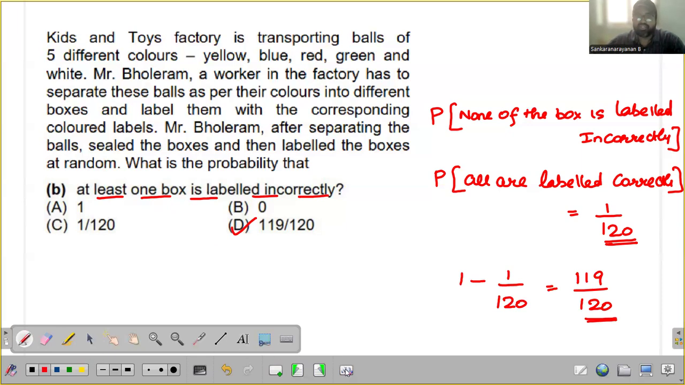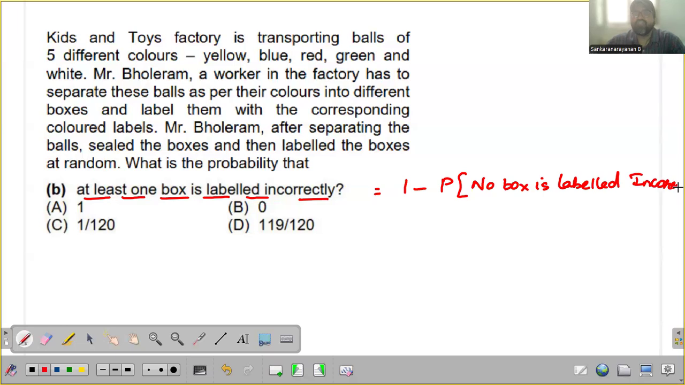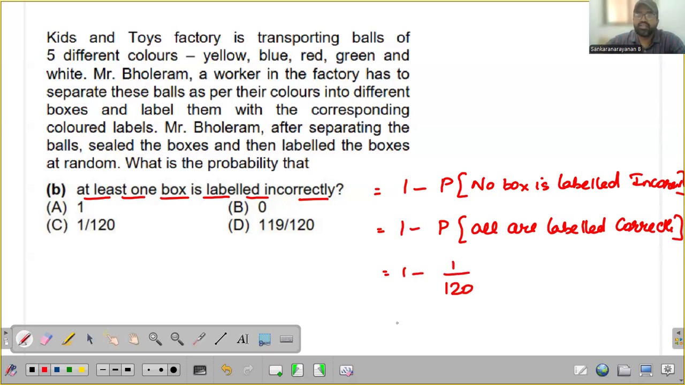So this question, sometimes you may get slightly confused, but it's actually an easy one. The question is, what is the probability that at least one box is labeled incorrectly? It is nothing but 1 minus the probability that no box is labeled incorrectly. This is as good as 1 minus the probability that all are labeled correctly, and that is as good as 1 minus 1 by 120. That results in our answer 119 divided by 120. Option D, and that is going to be my answer.